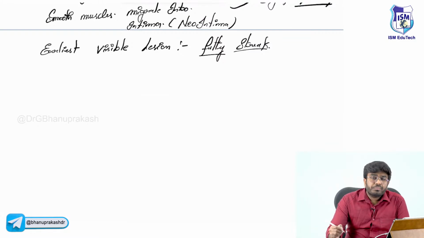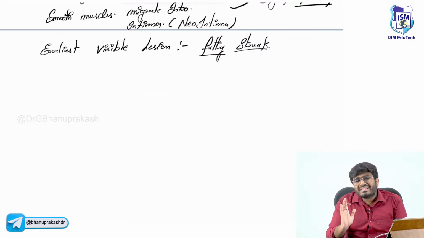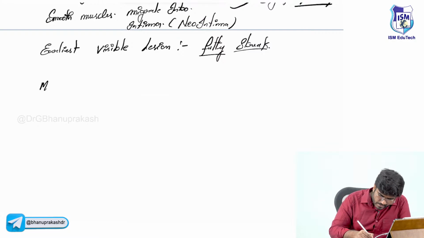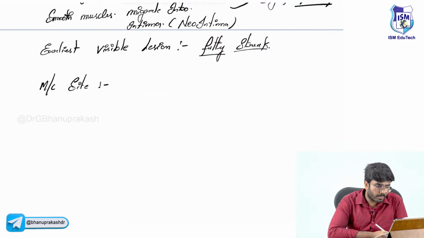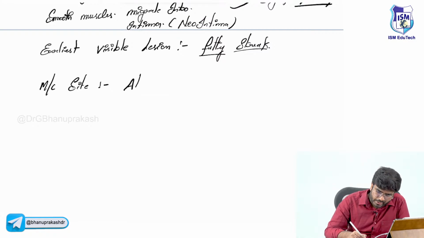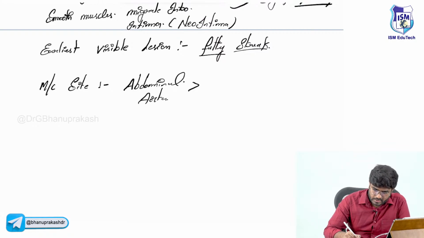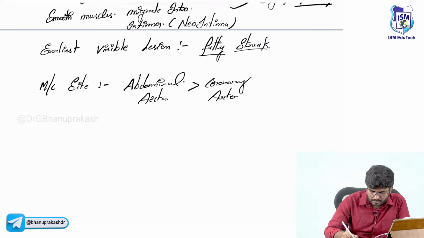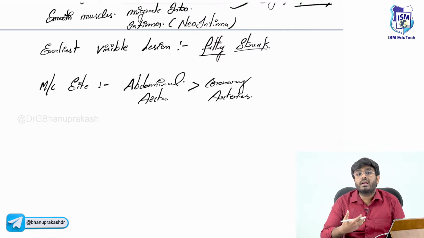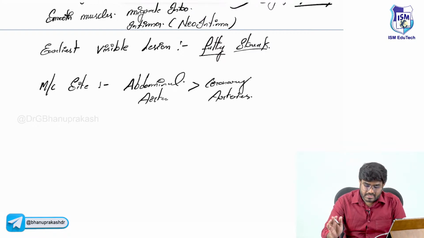Now you can ask me, sir, atherosclerosis, where exactly is it going to occur? What's the most common site of atherosclerosis? Any idea, guys? There is a mnemonic, ACP. A means abdominal aorta. C for coronary arteries. Most students will think coronary arteries are the most common site of atherosclerosis. No, it's the abdominal aorta.